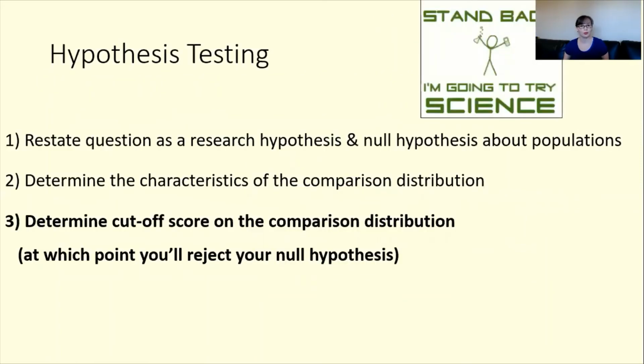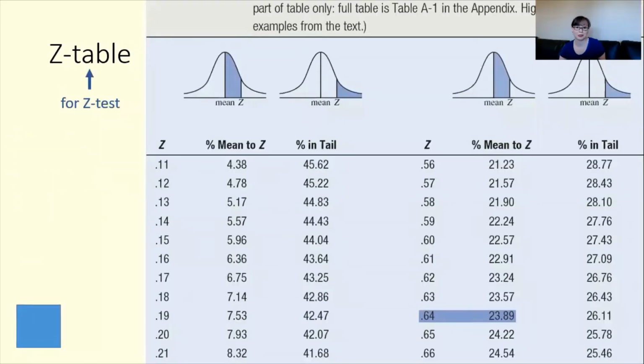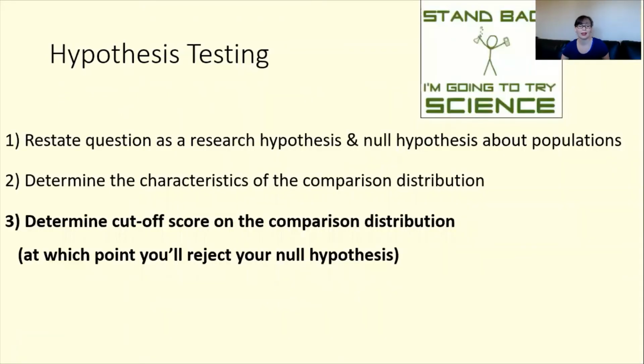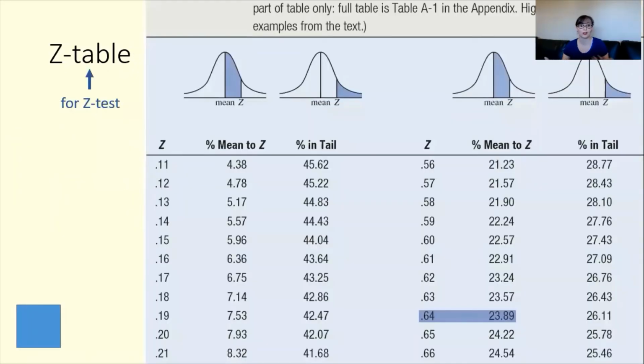And so now we move towards step 3, which is to determine the cutoff score on the comparison distribution. And this is where we're going to be using our z-table. Specifically, we're going to use the z-table whenever we're doing a z-test. And this is the point that we're going to reject our null hypothesis. So this is the point that we're going to try to compare against. This is kind of our threshold here.